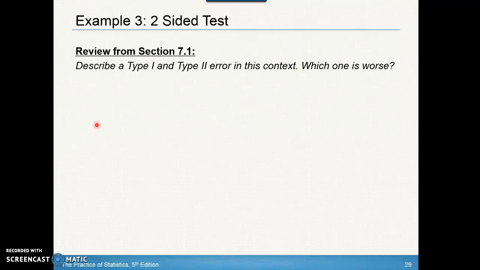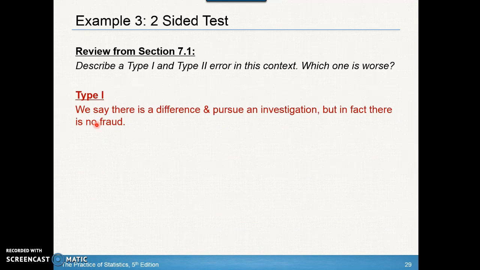Okay, so we're going to do a quick review from section 7.1. Just keep in mind we're taking everything we've learned and putting it together. Let's take a look at this and talk about a type 1 error and a type 2 error, and let's describe these two in context. Remember, what is the difference between a type 1 and a type 2 error? I always remember the type 2 error first because I think type 2, double F, we fail to reject the null when it's false. Therefore, a type 1 would be we reject the null when it's true.